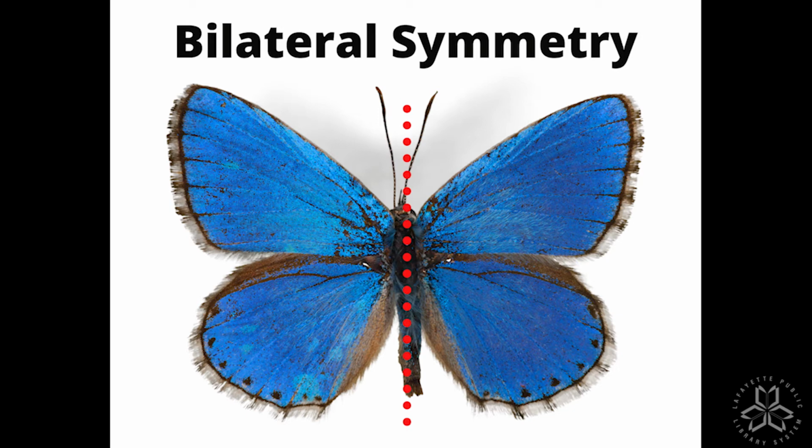You can see that the line goes down the center of the body, and both sides of the butterfly are exactly the same. The wings look exactly the same. The patterns on the wings are pretty identical. There's an antenna on either side of the body. That is what bilateral symmetry means.